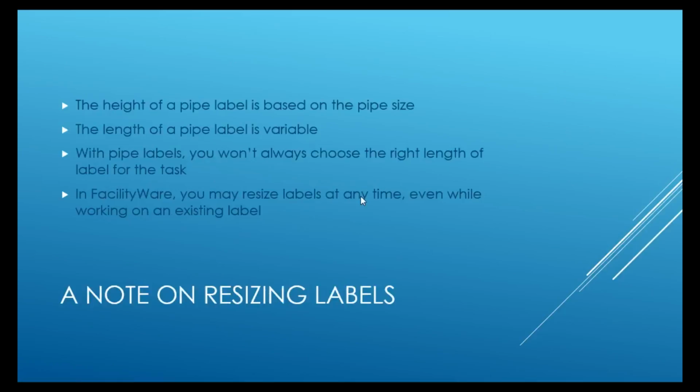So just one little quick note on resizing a pipe label. The height of the pipe label is based on the pipe size. That's the size of your material. It's based on the pipe size. The length of your label is variable. It will depend on the words that you're putting on the label, so what you're labeling. Now, when you make a pipe label, you're not always going to choose the right label length for the task, but that's not a problem. In FacilityWare, you can resize your labels at any time, even while you're working on an existing label.